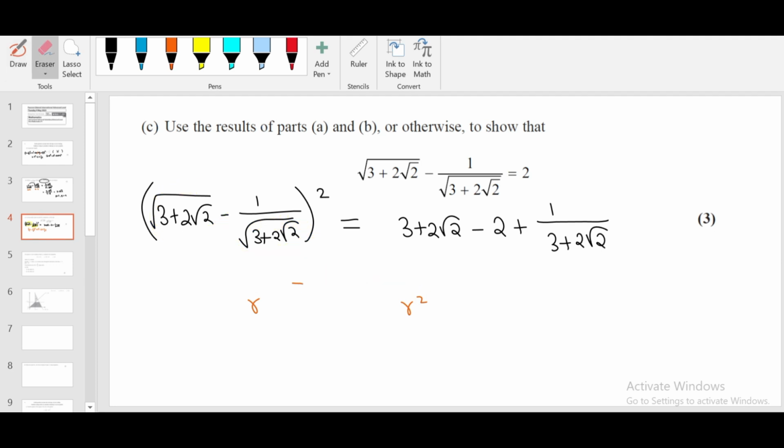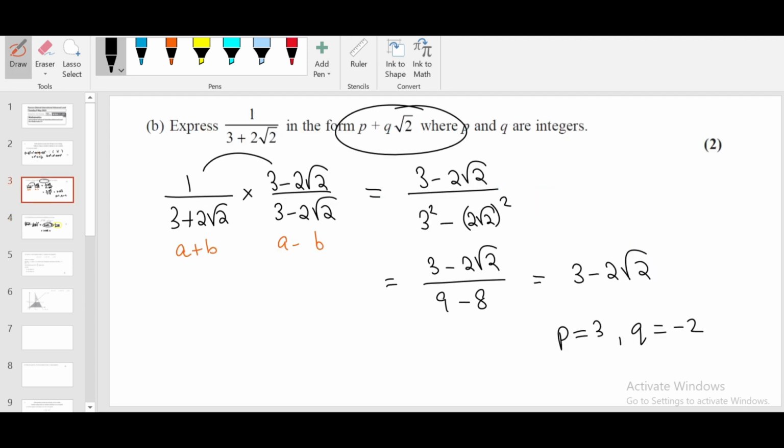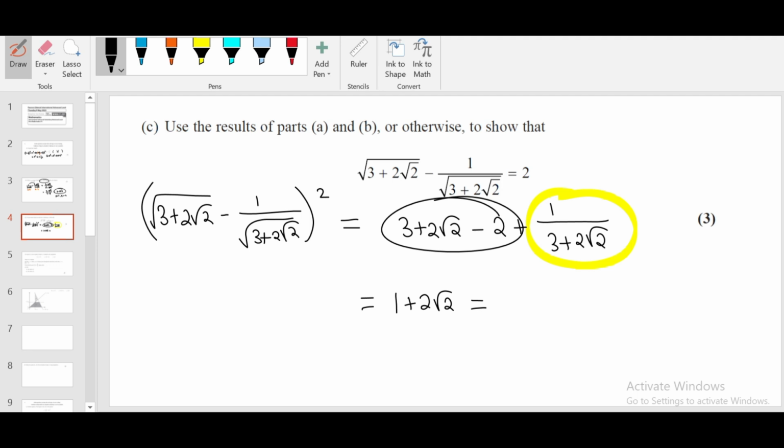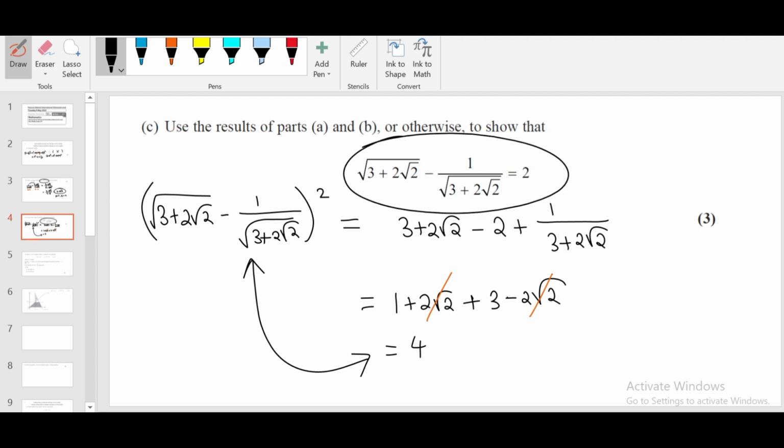Understand? We are going to use the result from part B. In part B it says this one, and first I'm going to simplify this. 3 minus 2 is 1 plus 2 root 2 is equal to, from part B, this can be written as 3 minus 2 root 2. So plus 3 minus 2 root 2. If you cancel 2 root 2, you get 4. So this is equal to 4. When you take square root of both sides, you will get this. So write it as the last step. So this is one of the methods. So that's all. I'm going to move on to question number 7 now.